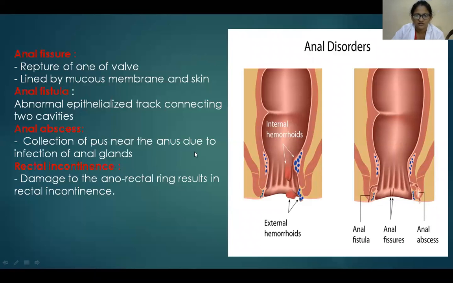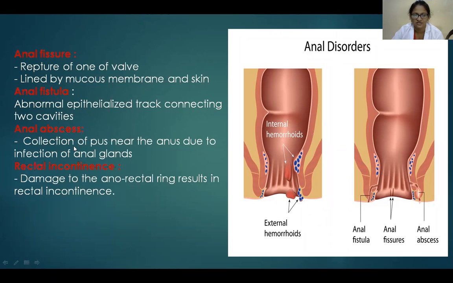Next, here are the anal fissures. You are going to see the anal fissures here. The anal canal is lined by the mucous membrane and skin. Next, anal fistula. An anal fistula is an abnormal epithelialized tract connecting two cavities, connecting the cavity from the abscess to the anal canal. This is called an anal fistula.